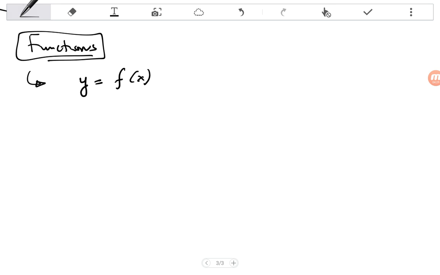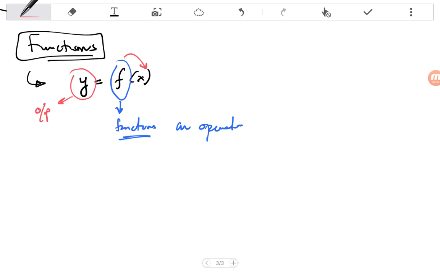Okay, now what is the function here? That is the function. What is a function? A function is an operator. It operates on some input and gives some output, which is that variable. So that is the input and that is the output. Okay, and that is the function f.